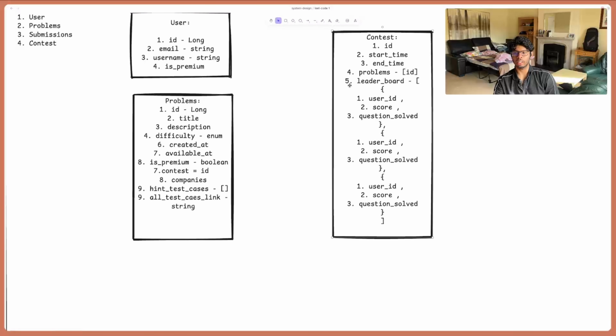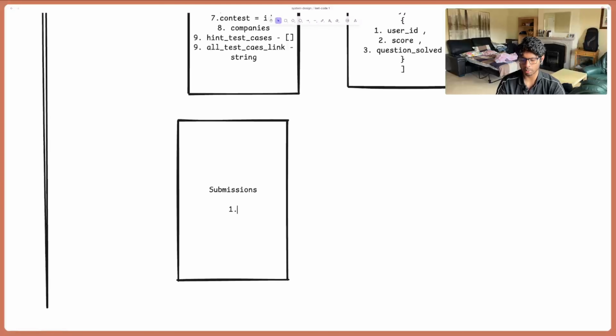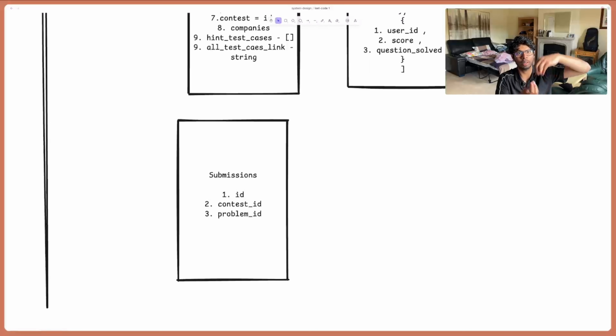Now in the contest and in the problem, we are submitting the actual code. So what we are going to do is make one last table, the submissions table, that we haven't discussed. In the submissions table, there is going to be an ID. Secondly, if that submission is made in a contest, let's say contest ID, and there's going to be one problem ID. The contest ID can be null, and if there is a contest ID, we know that this submission is made in this contest for this particular problem.